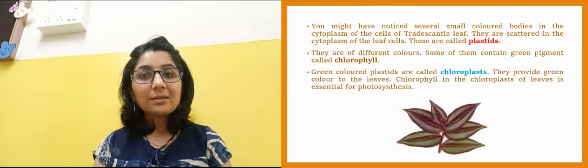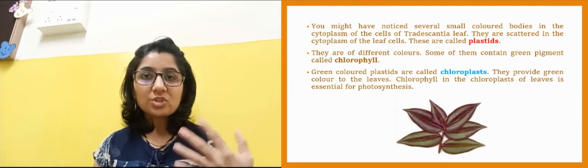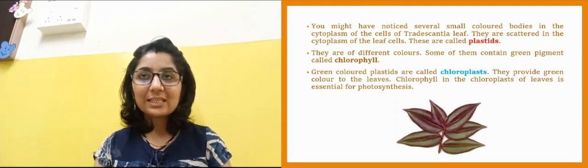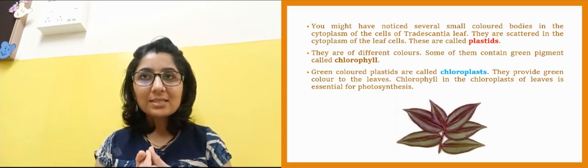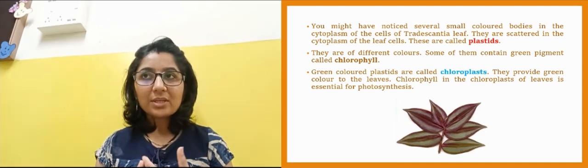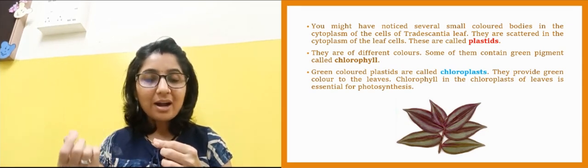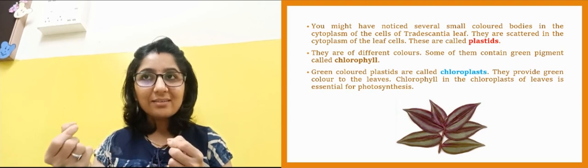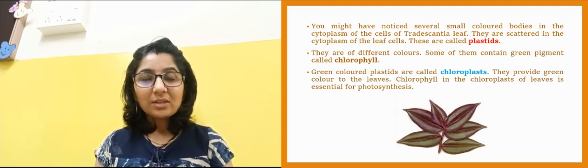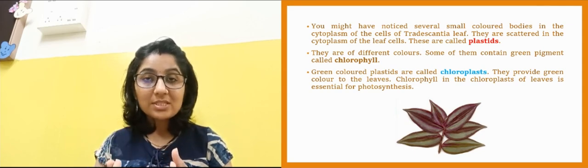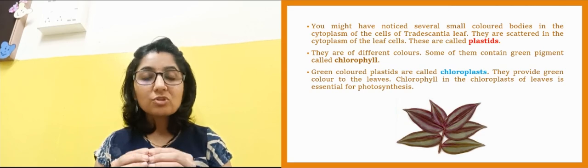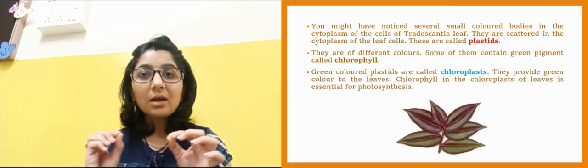Then in the cytoplasm or in the cell, you can also see some more components. Have you seen some colored bodies on the leaves of some plants? Here is an example of the Tradescantia leaf. In that you can see the colored part on the leaf. Yes, that color is because of a component called the plastid. What is it? It is a plastid. Mostly plastids are colored components.